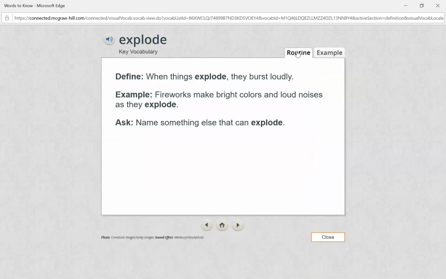Ooh, this one looks exciting. Do you remember what this word says? Let's all say it nice and loud. Explode. Let's listen to what explode means.